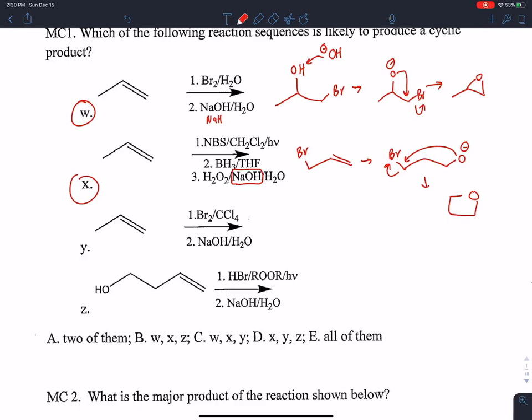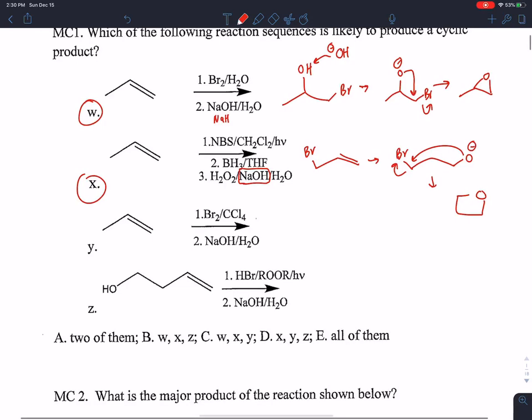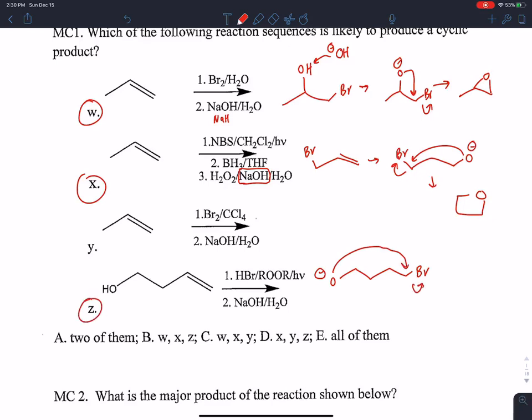And then we look at the last one, which is HBr with ROOR. That one makes an H and a Br, with Br going on the less substituted side. And now you have NaOH again, which is going to take this H off like that, form the negative, and then the negative attacks the Br spot. So this again makes a cyclic product. So it can't be all of them. It's X, Z, and W, which is B.